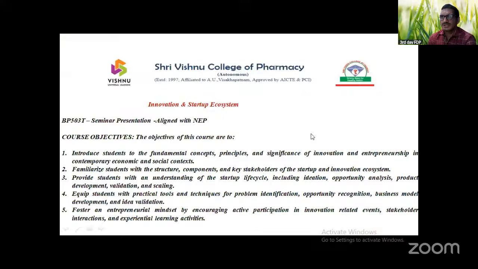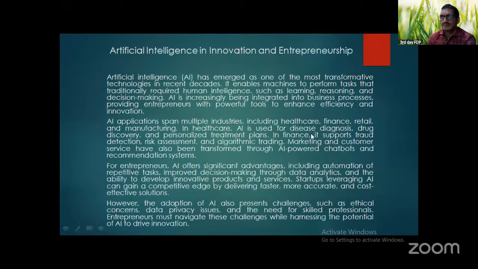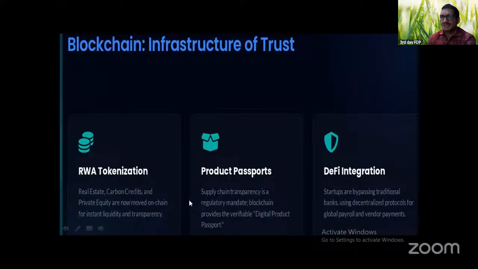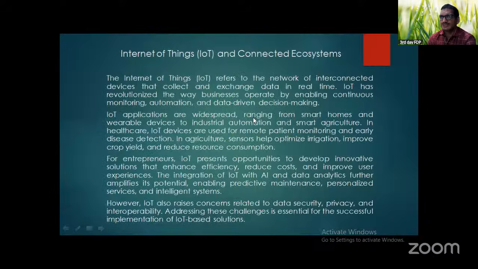Due to artificial intelligence and blockchain technology, nowadays RWA tokenization, product passports, actually everything is a token. You can verify the genuineness of the token. And product passports: whatever product you are using, it will have a unique ID. And decentralized finance, all these are playing an increased role.